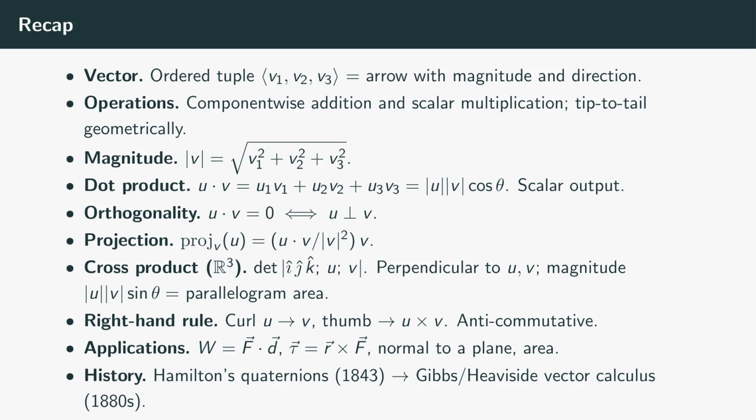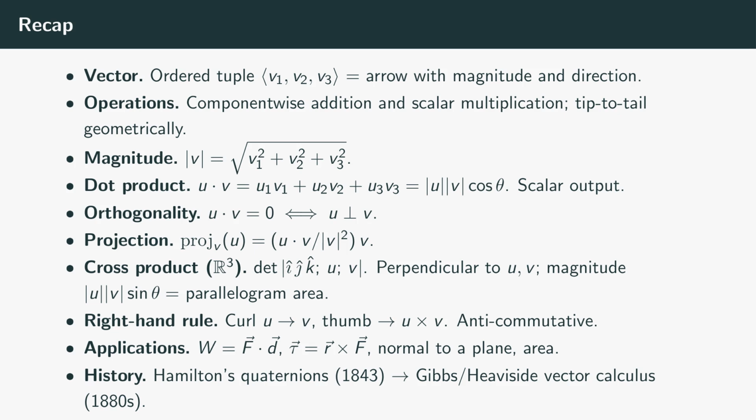3 examples. The vector 1, 2, 3 dot the vector 4, 5, 6 equals 32, angle about 13 degrees. The vector 1, 2, 3 cross the vector 4, 5, 6 equals the vector -3, 6, -3, perpendicular to both inputs. i hat cross j hat equals k hat, the right-handed orientation encoded as a single identity. Applications, work, torque, normals to planes, parallelogram, and triangle areas. History, Hamilton's quaternions, 1843, Gibbs and Heaviside extracted modern vector calculus in the 1880s.